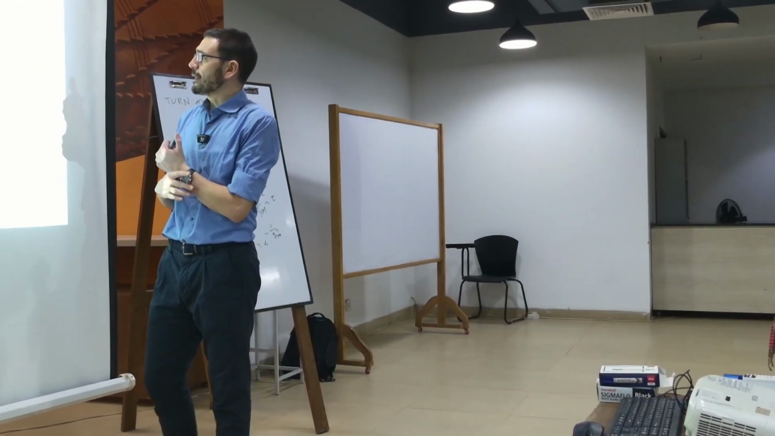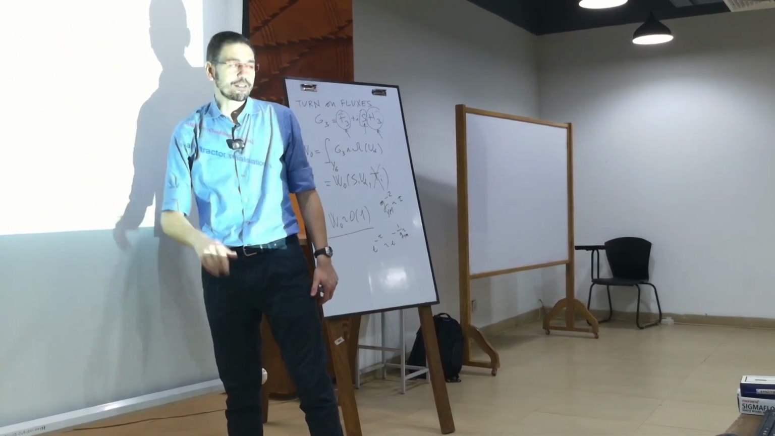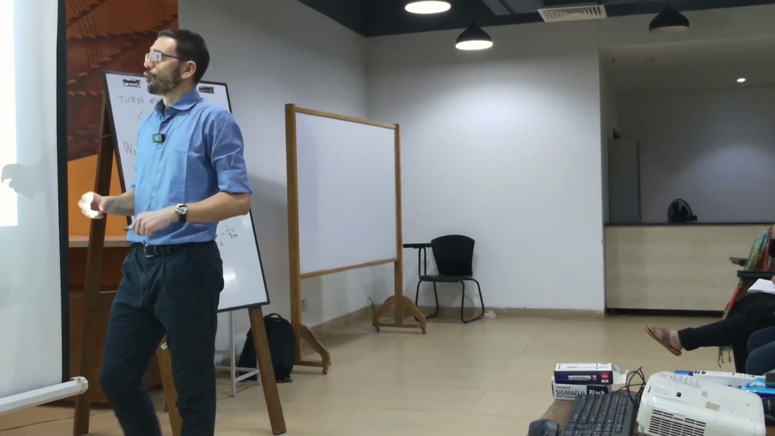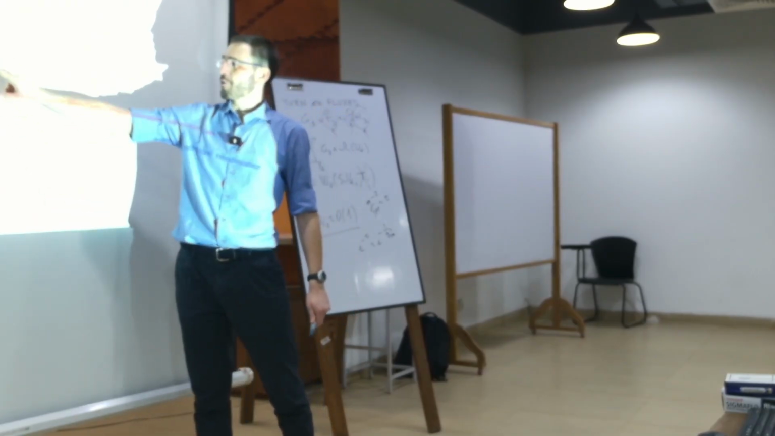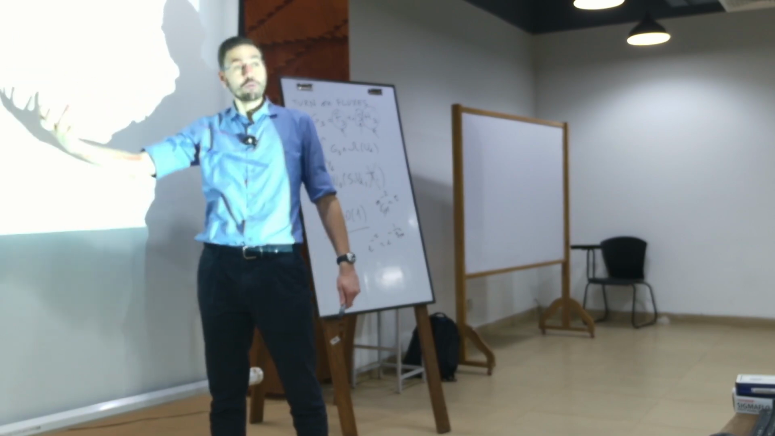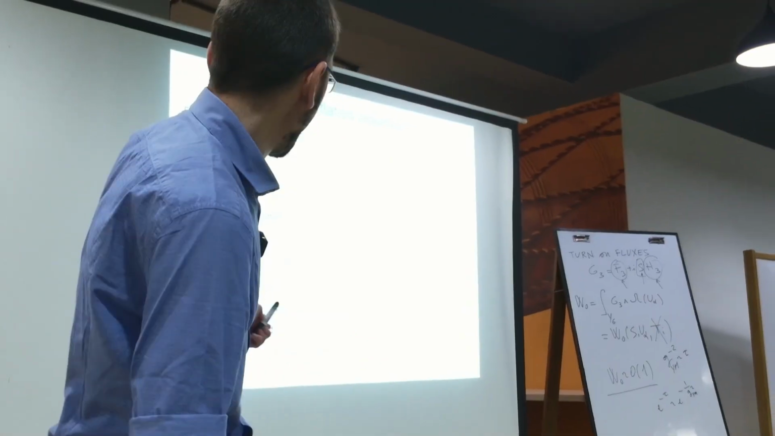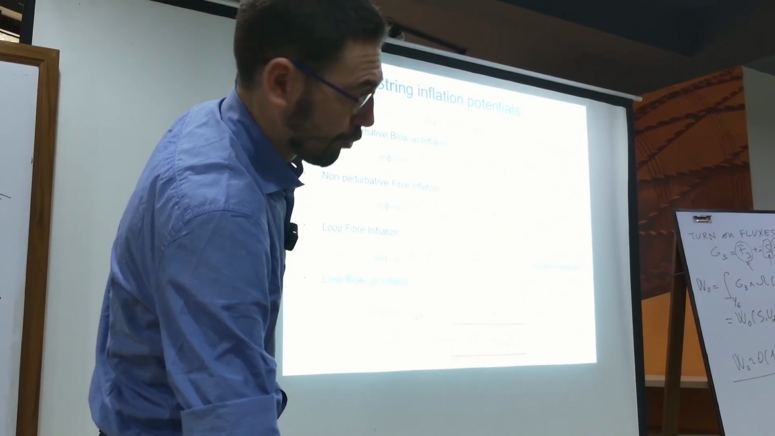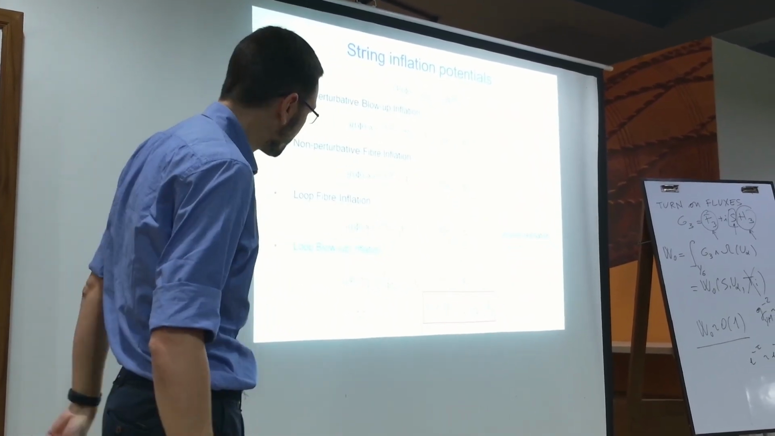The second possibility is to use not a blow-up modulus, but a fiber modulus, so a bulk modulus, with non-perturbative effects. Now the difference is that non-perturbative effects give you e to the minus tau. But then, as we've seen, tau in this case is related to phi with an exponential. So you get a super flat e to the minus e to the phi potential.